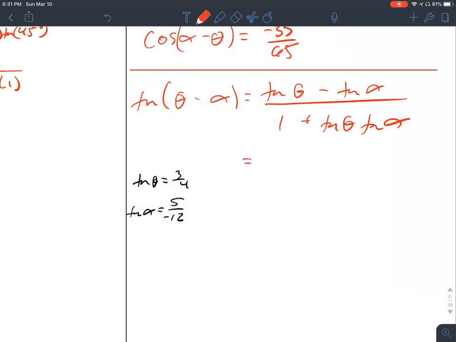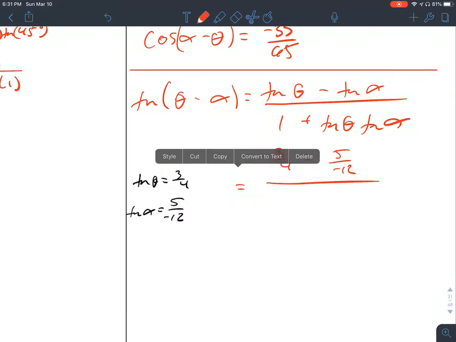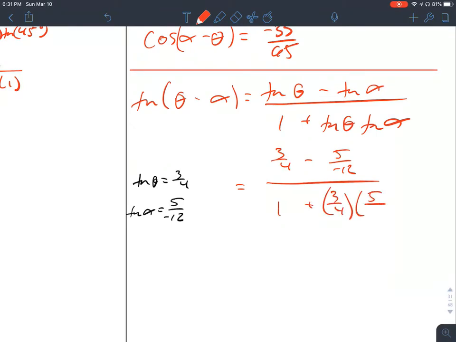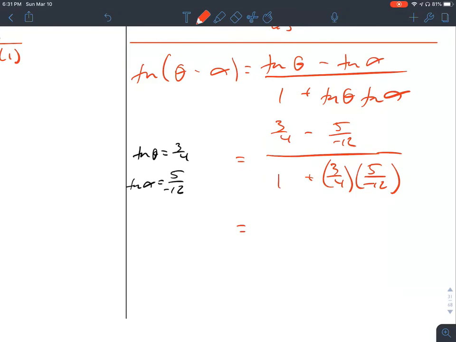So simplifying this, we're going to have 3/4 minus 5 over negative 12. And then I'm going to have 1 plus 3/4 times 5 over negative 12. To simplify this, I would want to get common denominators in my numerator. So that would make this 9/12 minus, well, it'll be plus 5/12. Right? So make sure. Multiply this by 3, yep.